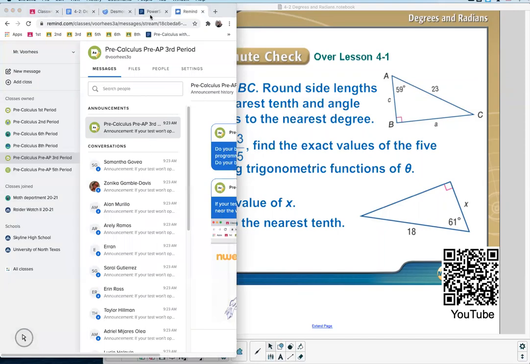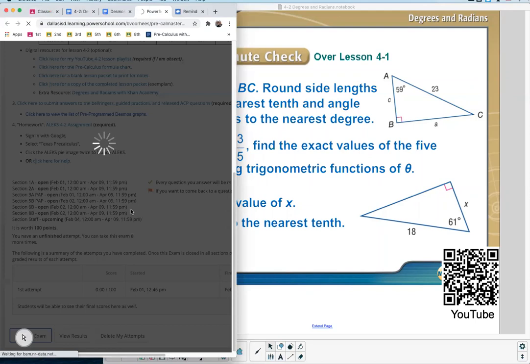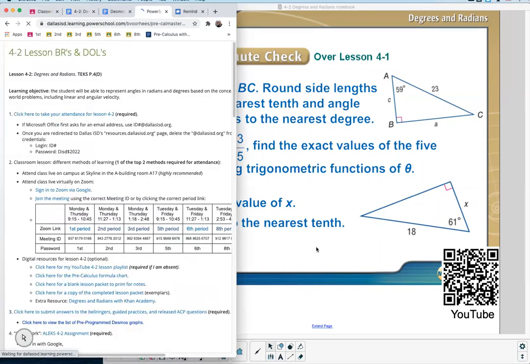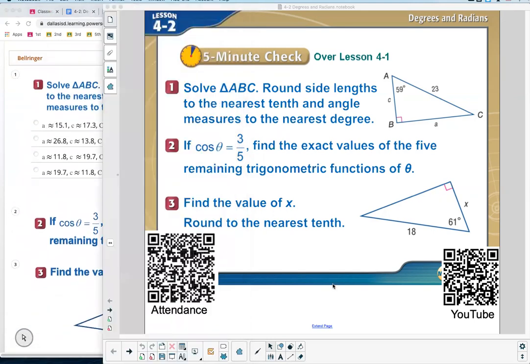All right, so let me open this up and we'll get started on the bell ringer here. There we go. So we're on number 1 here. It says solve triangle ABC, round side lengths to the nearest tenth and angle measures to the nearest degree.